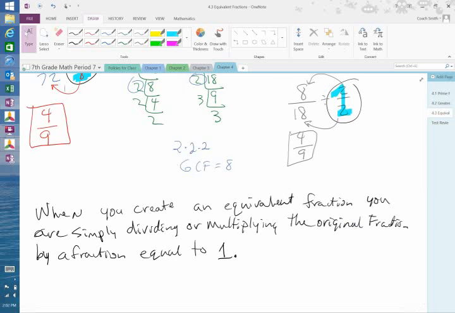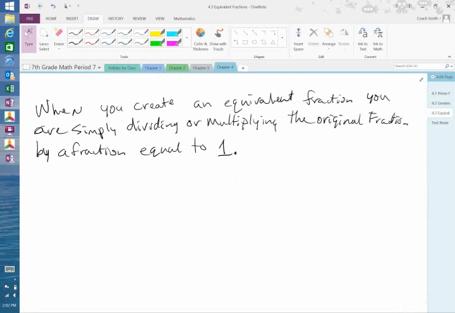Okay? So I want you to try this one on your own. I want you to reduce or put in simplest form 12 over 35. No, hang on. 28 over 48. Okay, I want you to put that in simplest form. 28 over 48.